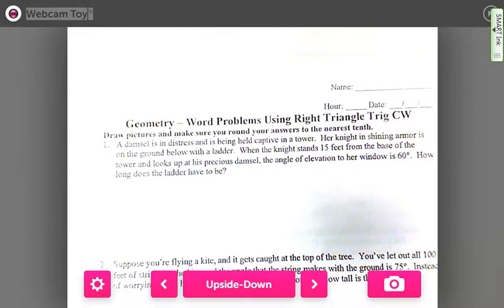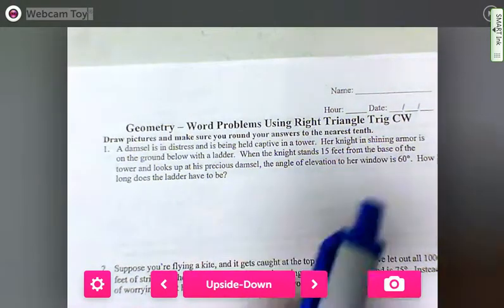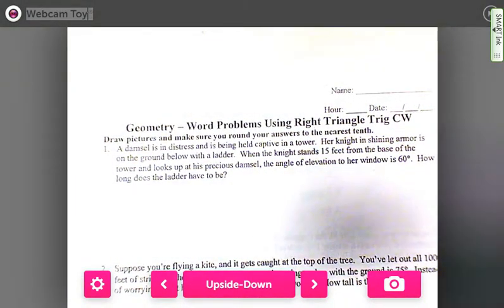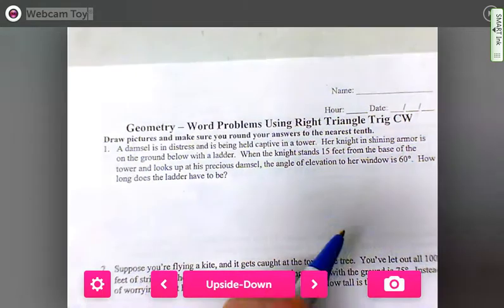Right, ladies and gentlemen, we are looking at word problems using right triangle trig. We're going to draw a picture for each of these. We're going to keep using our trig functions. Does anybody remember the way that we remember what to do for the trig functions?